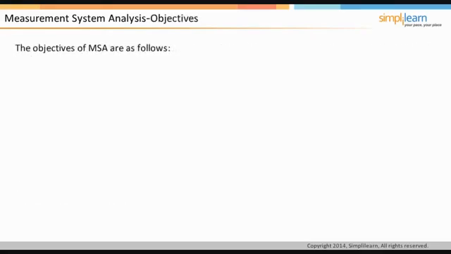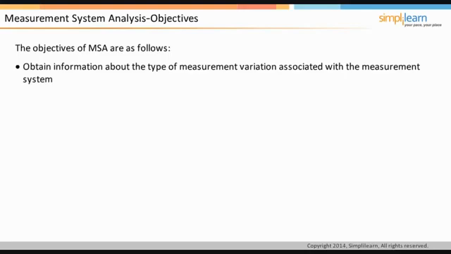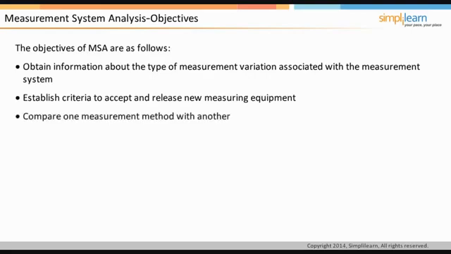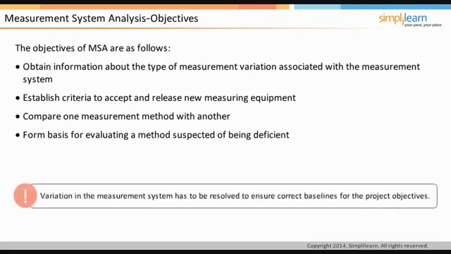A primary objective of MSA is to obtain information about the type of measurement variation associated with the measurement system. It is also used to establish criteria to accept and release new measuring equipment. MSA also compares one measuring method against another. It helps to form a basis for evaluating a method which is suspected of being deficient. The measurement system variations should be resolved to arrive at the correct baselines for the project objectives. As baselines contain crucial data based on which decisions are taken, it is extremely important that the measurement system be free of error as far as possible.